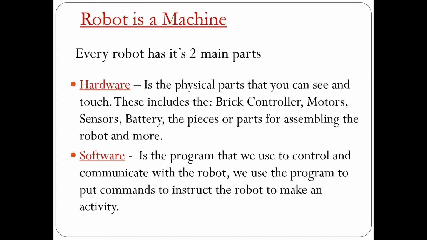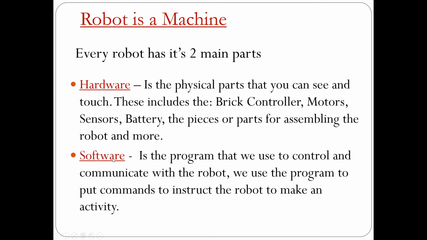Every robot has two main parts. We have the hardware and we have the software. First, let's talk about the hardware. Hardware is the physical parts that you can see and touch. This includes the brick controller, the motors, sensors, battery, and the pieces or parts for assembling the robot.